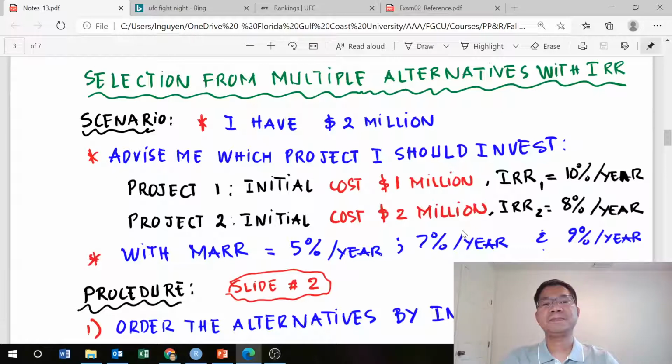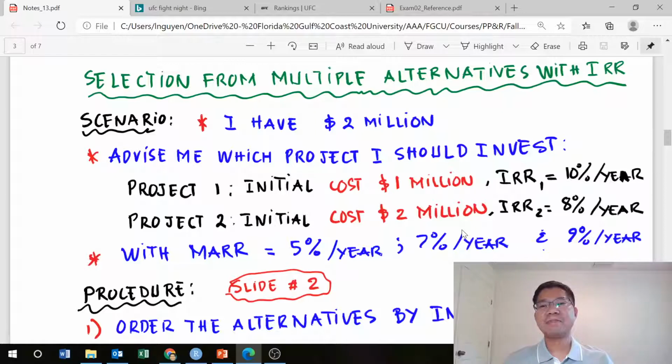Clear? Pause this video and think about the 3 different scenarios. 5% per year, which one should I go with? 7% per year, which project should I go with? 9% per year, which project should I go with? Think about it. Pause, think, and turn back on and see which project I should go with.